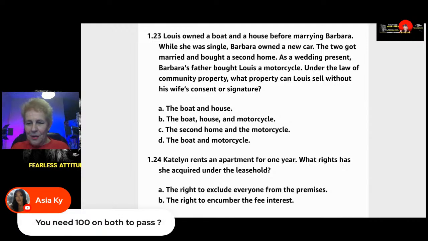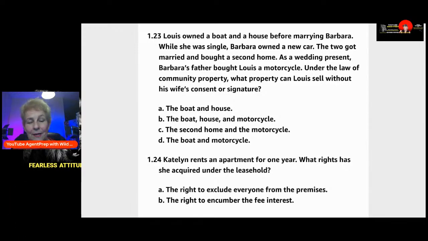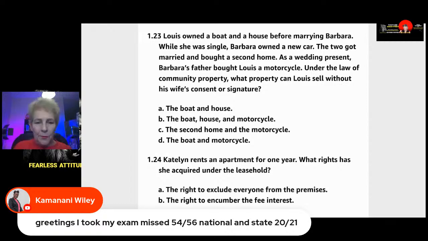It says you need 100 on both to pass. Actually, you need 70% in order to pass, not 100. So in the national, you get 80 questions, and in order to pass, you need 70%. So that would be 56. In the state exam, you are graded on 30, even though you get 40 questions. That's because those taking the broker license get 60 questions. So with a 70 score, you must get 21 correct. And she got 20 out of 21 and 54 out of 56 from the total of 80.